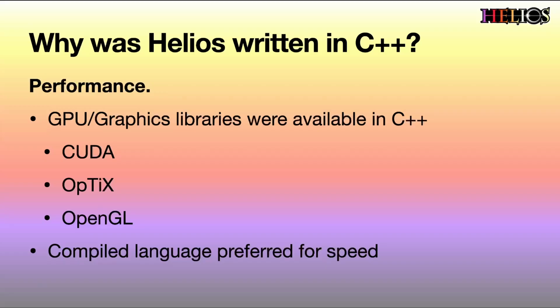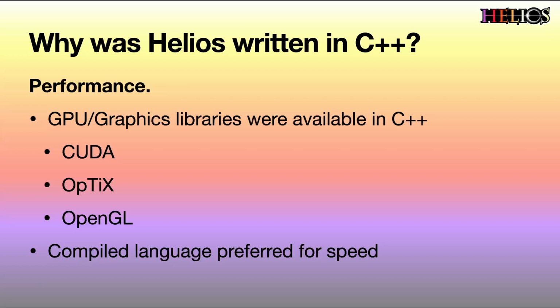So first question that many people ask is, why was Helios written in C++? The main reason is for performance. There are a few aspects of C++ that make it really desirable in terms of the performance. The first being the libraries that are available. Particularly at the time when Helios was first being developed, the best high-performance graphics libraries were all available in C++. So CUDA, NVIDIA's OptiX platform, and OpenGL all had libraries in C++.